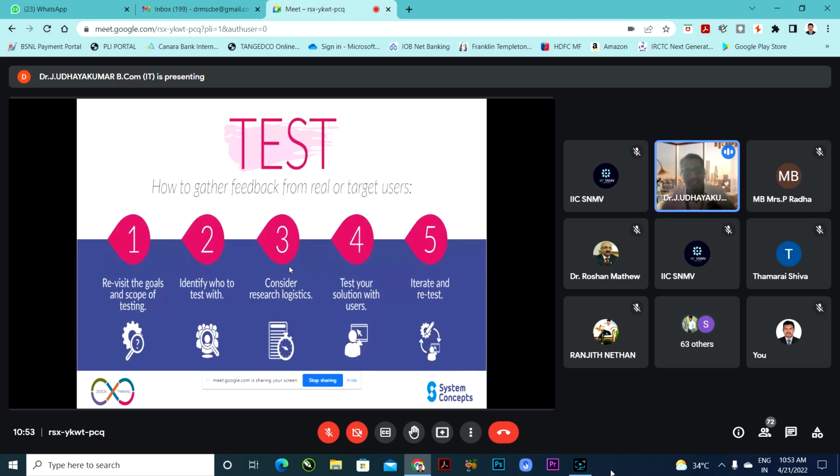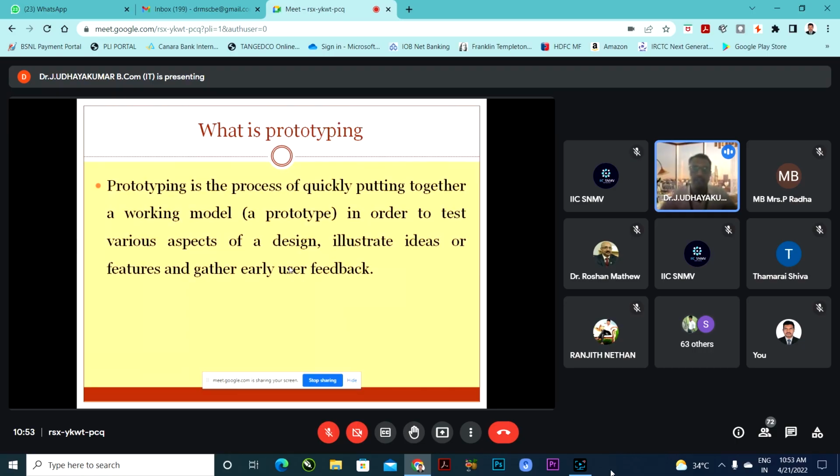Then we will test. Test is nothing but how we gather feedback from the target user. Consider the research logistics and test your solutions with the user, and we have to retest until we get to the final solution. We have to retest the problems. Now we're going to enter into the topic.